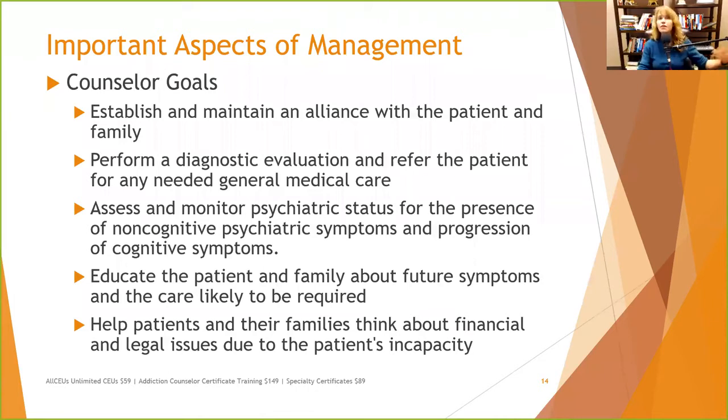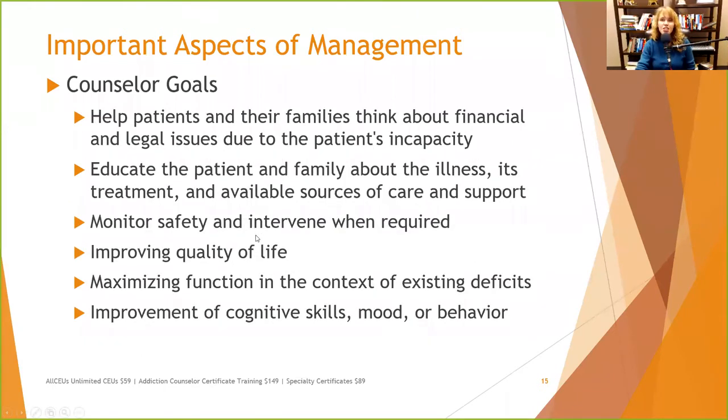But it's going to be up to them to figure out what kind of financial and legal steps they want to take. Help patients and their families: educate the patient and family about the illness, its treatment, and available sources of care and support. When people first get this diagnosis, whatever the diagnosis is, dementia, Parkinson's, Alzheimer's, it's probably a kick in the gut. They're probably going to be in a crisis, denial sort of place.